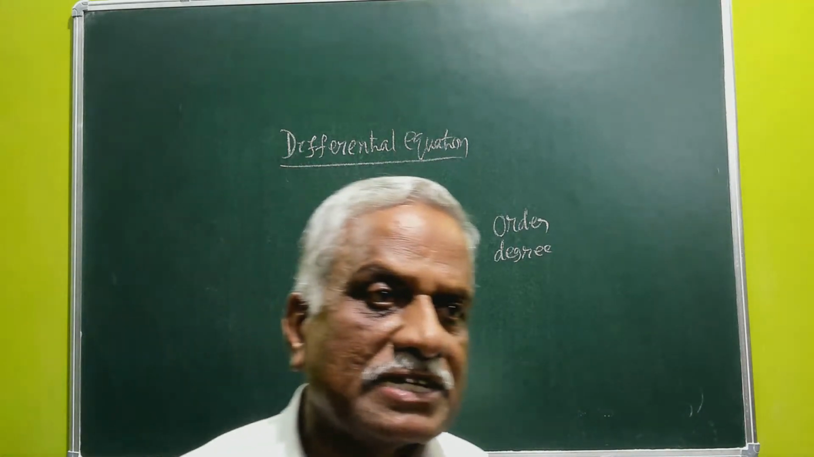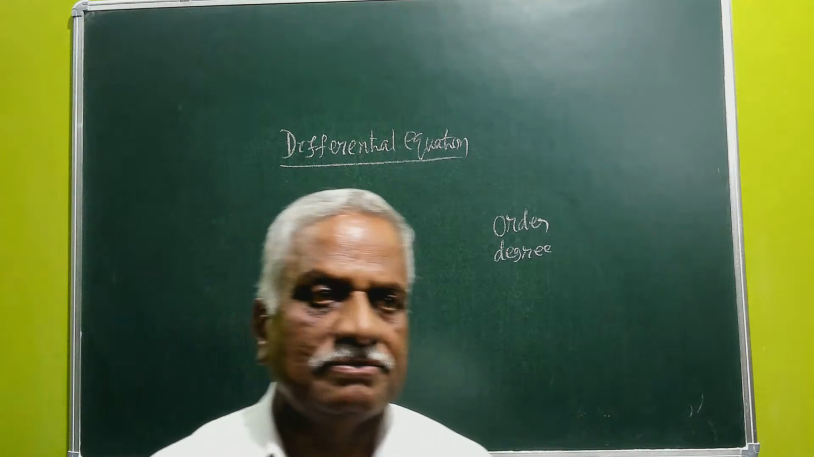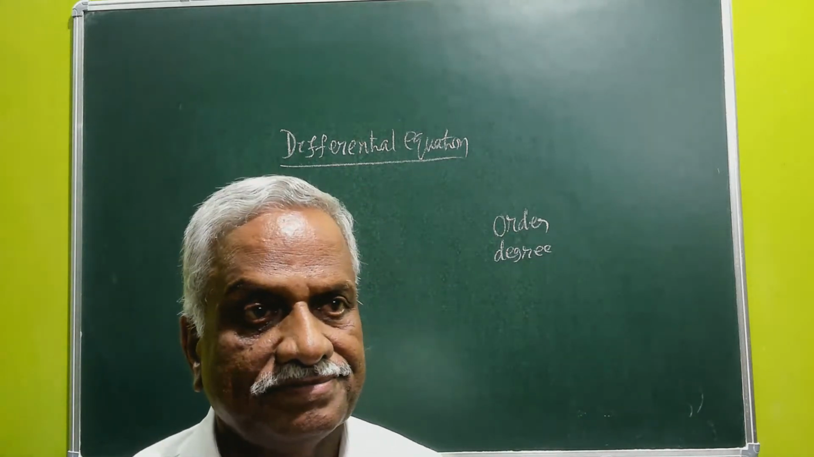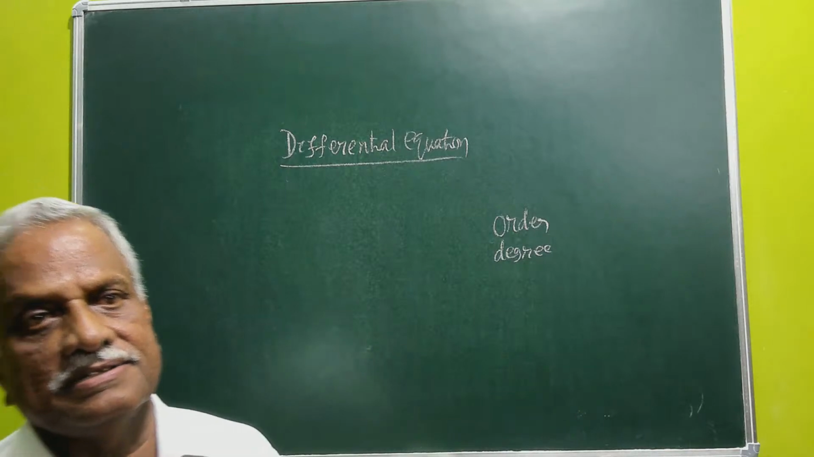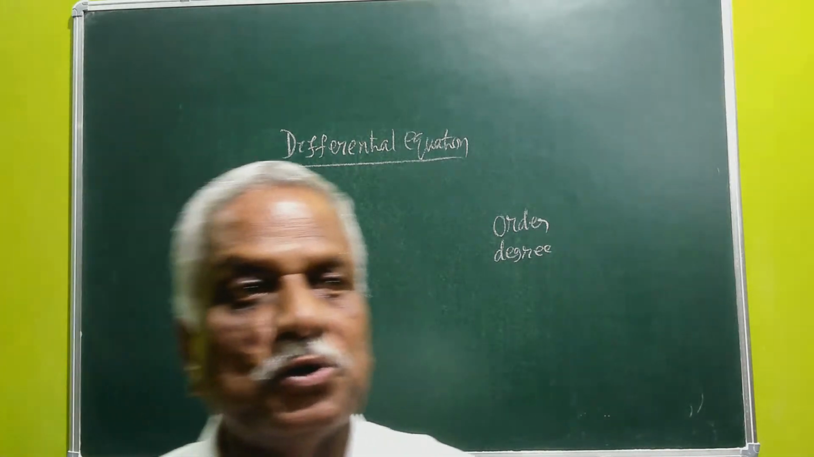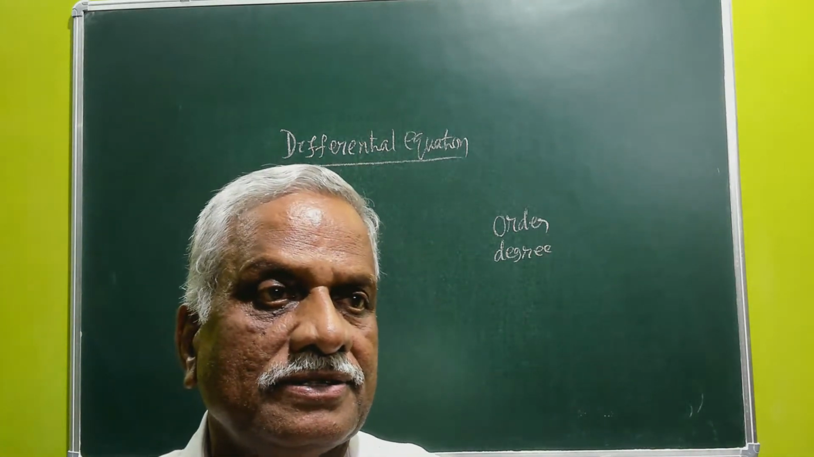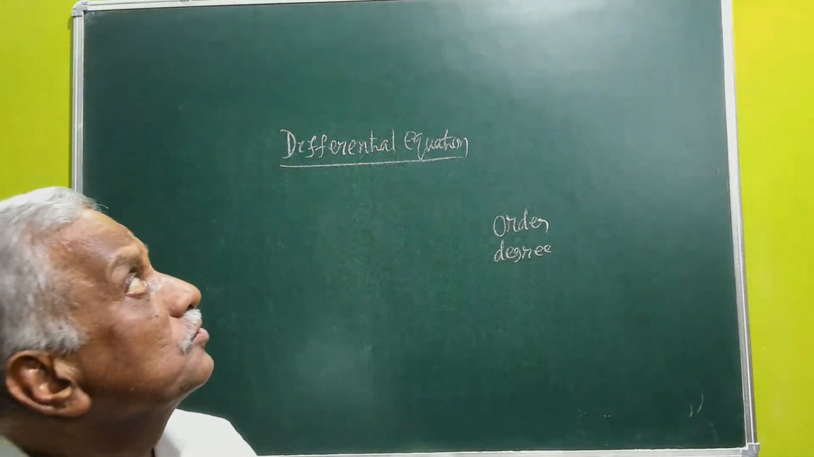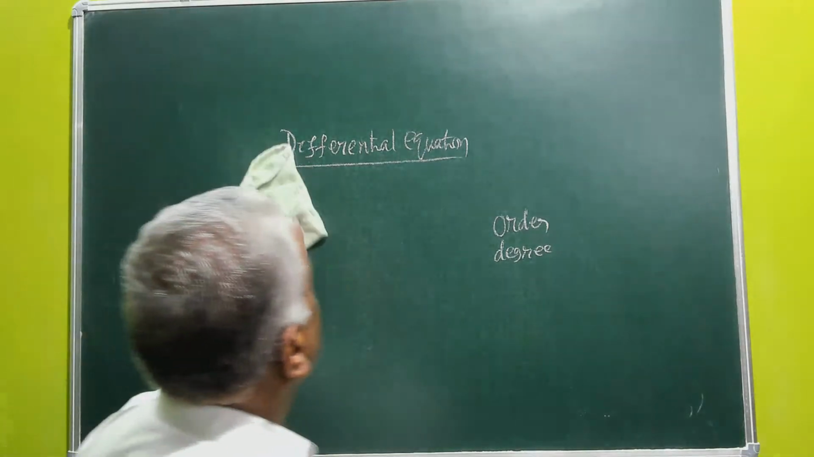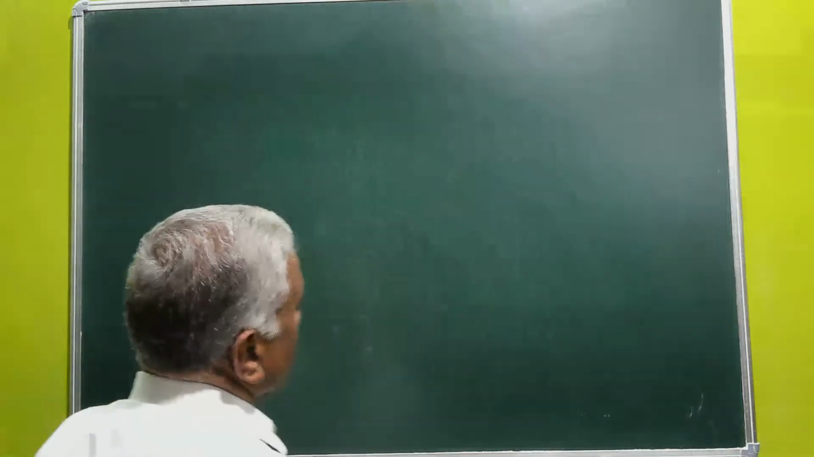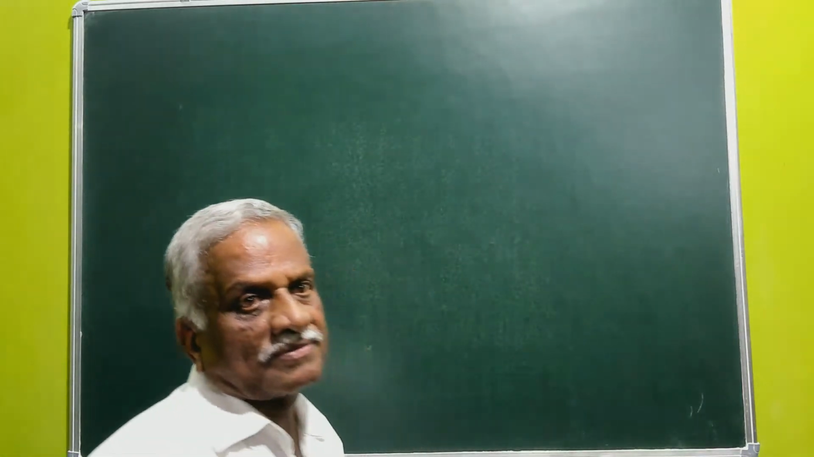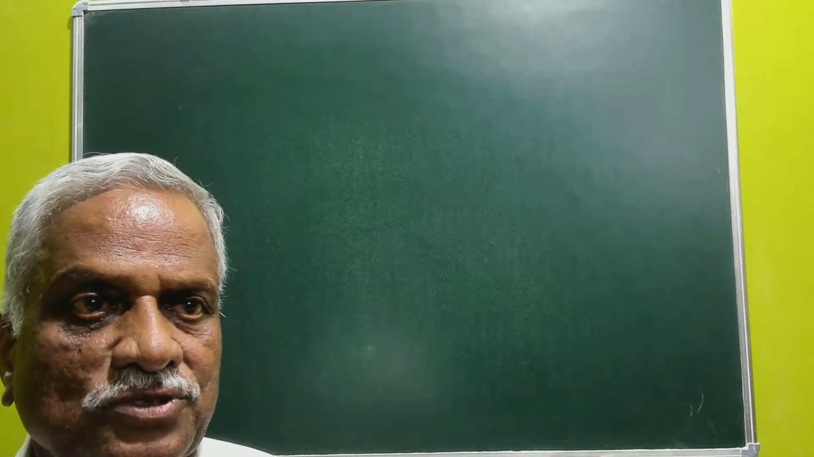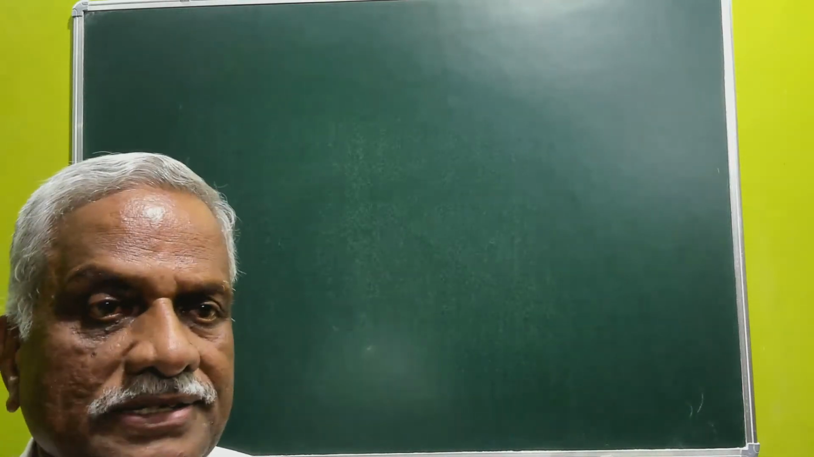What are the methods we have? One is variable separable, homogeneous, and linear. So those things, I would rather expect you to go through, and when you attend the class tomorrow, it's going to help you. So tomorrow we'll discuss the questions which appeared in the previous examination. Though they are simple, let us go through that.